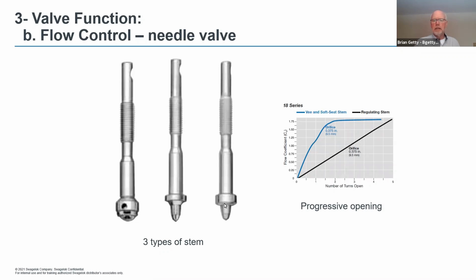One has a metal seat, one has a soft seat. You don't want to use a metal seat if you're dealing with gas. It's not the best seat to be using. You want to be using a soft seat if you're dealing with gases. If you're dealing with liquids, metal-to-metal seat normally will be great.